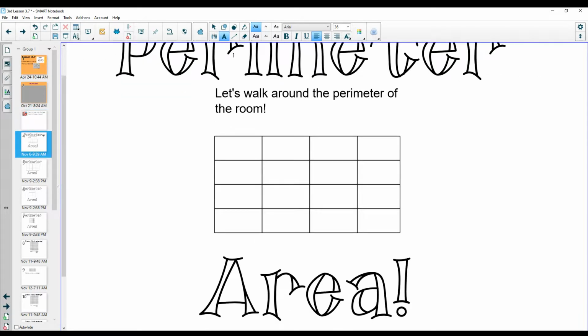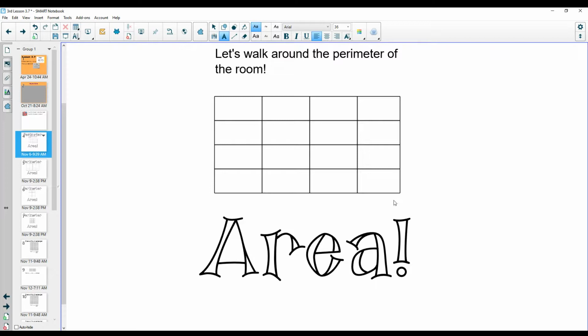If you think about walking around the room, the outside of the room would be the perimeter, where the baseboards are. The area would be where the carpet is. It takes up the whole space. All right, so let's look at this shape.